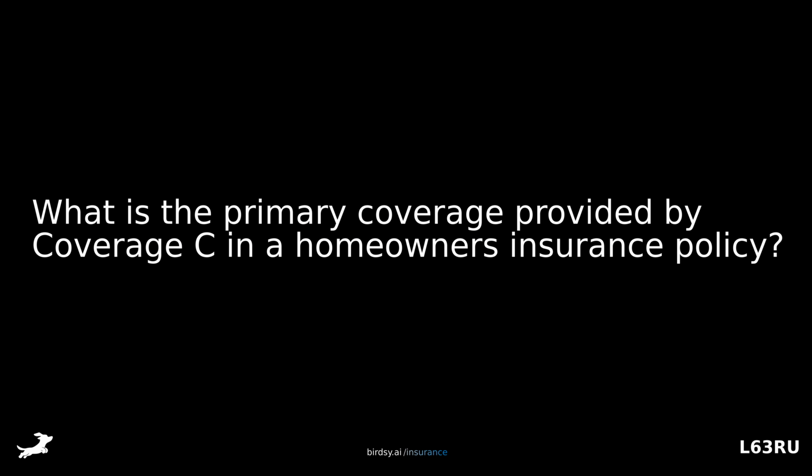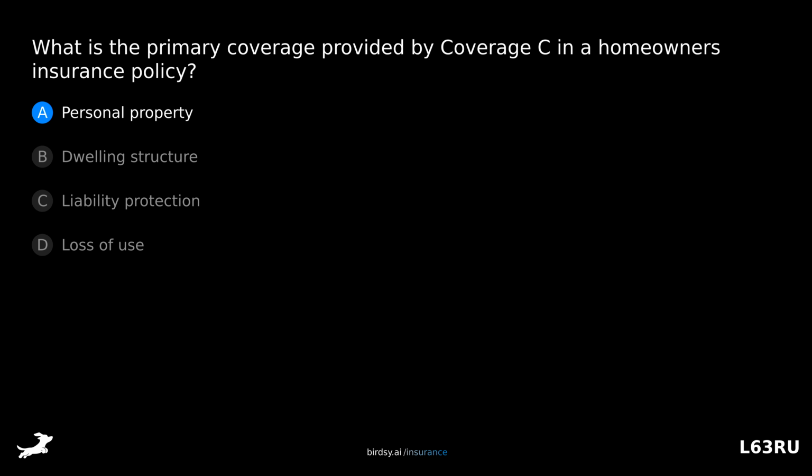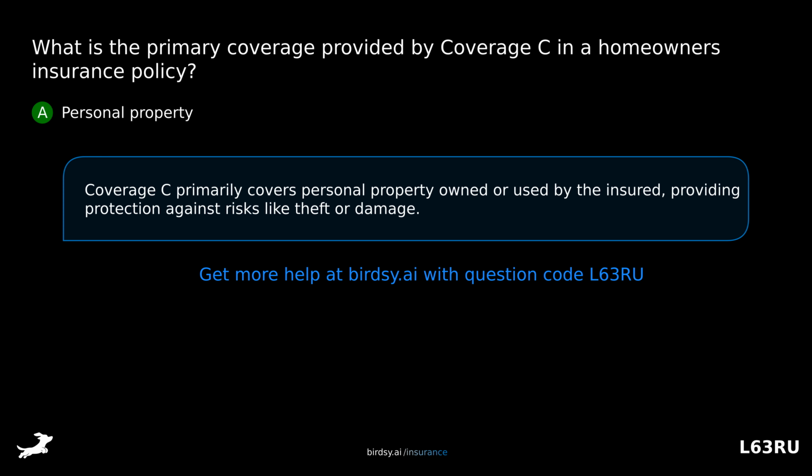What is the primary coverage provided by coverage C in a homeowner's insurance policy? Is it A, personal property, B, dwelling structure, C, liability protection, or D, loss of use? The answer is A, personal property. Coverage C primarily covers personal property owned or used by the insured, providing protection against risks like theft or damage.